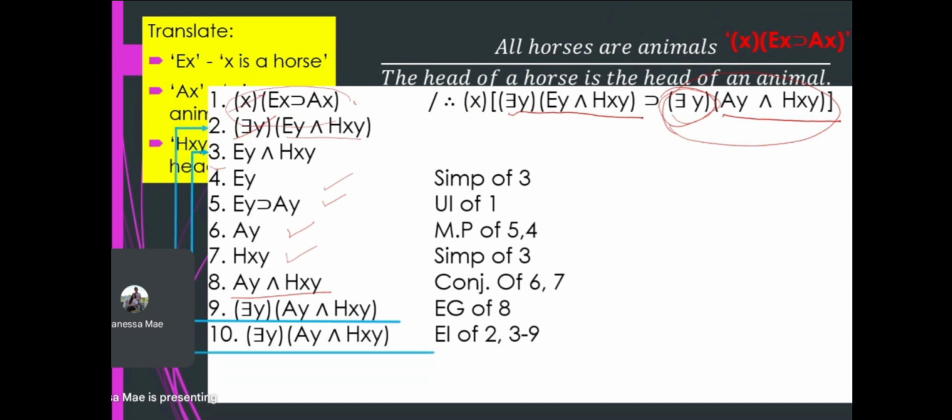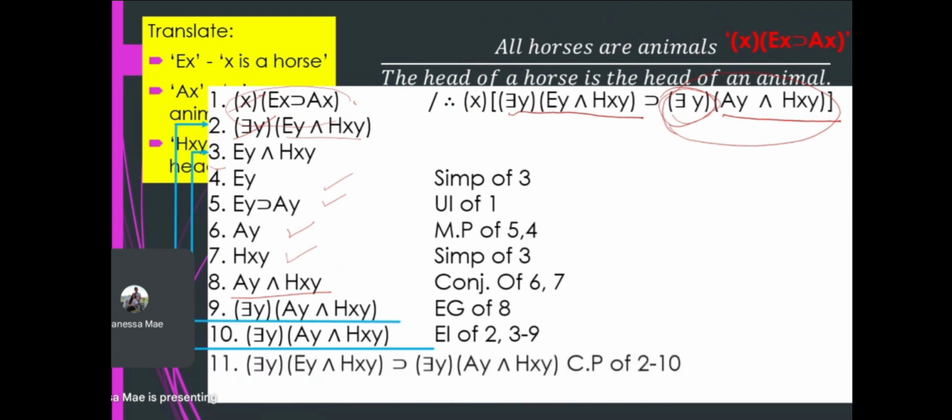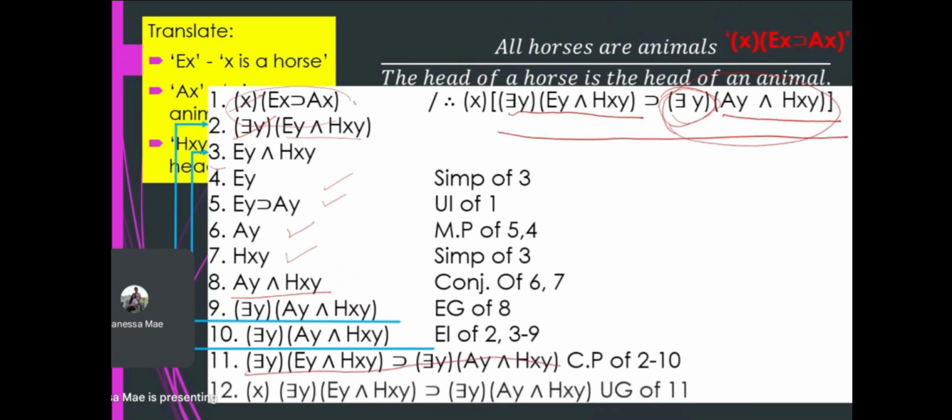And lastly, by conditional proof of 2 to 10, we obtain this part here. And finally, by UG, universal generalization of 11, we finalize and obtain the entire conclusion of our argument.